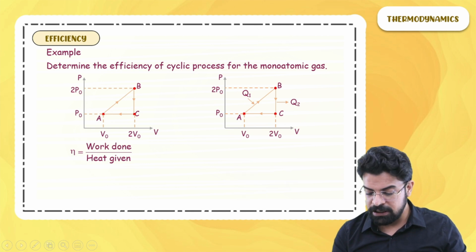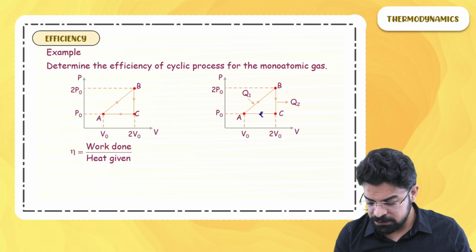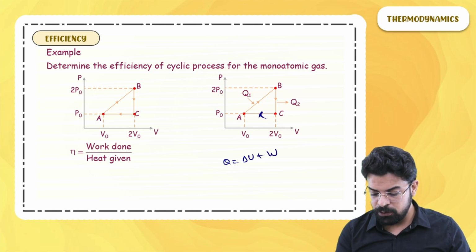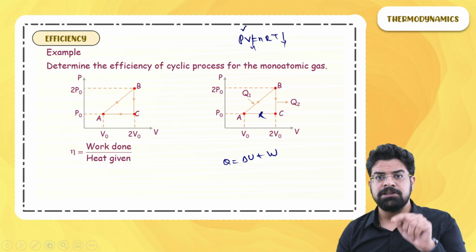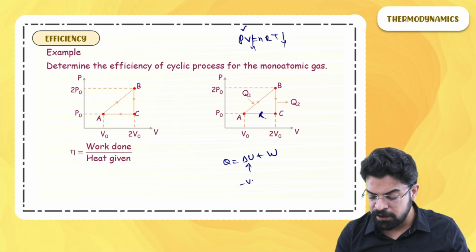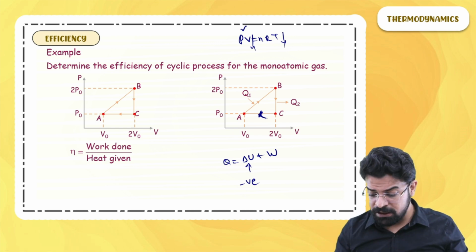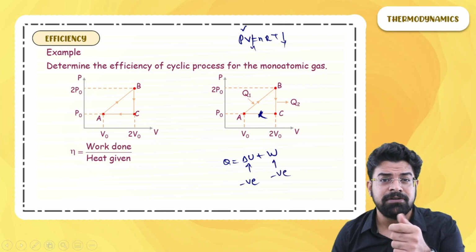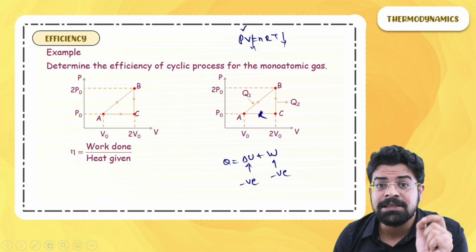Now let's focus on the last part, that is from C to A. From C to A, what happens to the heat given? So heat given equals change in internal energy plus work done. From C to A, the pressure is constant but the volume is decreasing. So from PV equals nRT, pressure is constant, volume decreases, so the temperature decreases, so the internal energy decreases, so the change in internal energy has to be negative. And from C to A, the gas compresses, so the work done by the gas also has to be negative. As delta U is negative and W is negative, the heat given also has to be negative. If the heat given is negative, it means that the gas rejects heat.